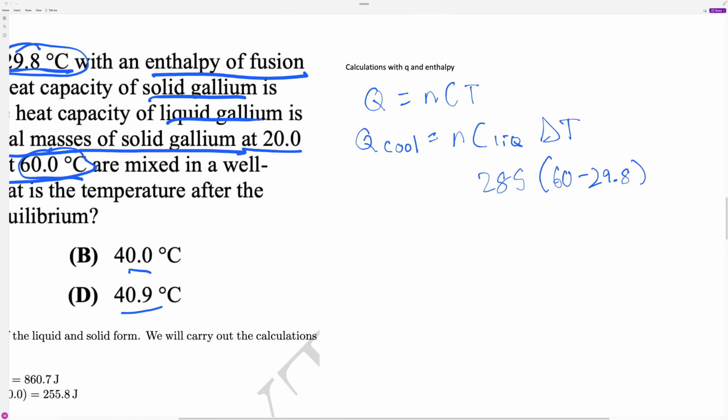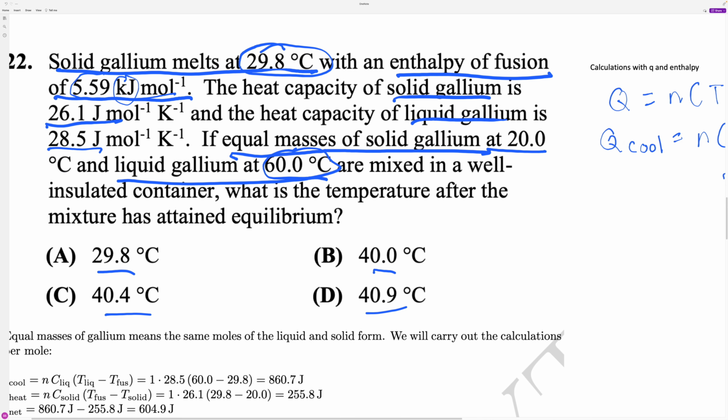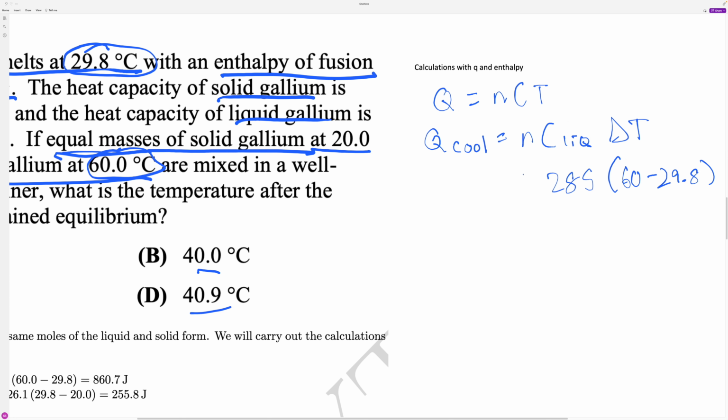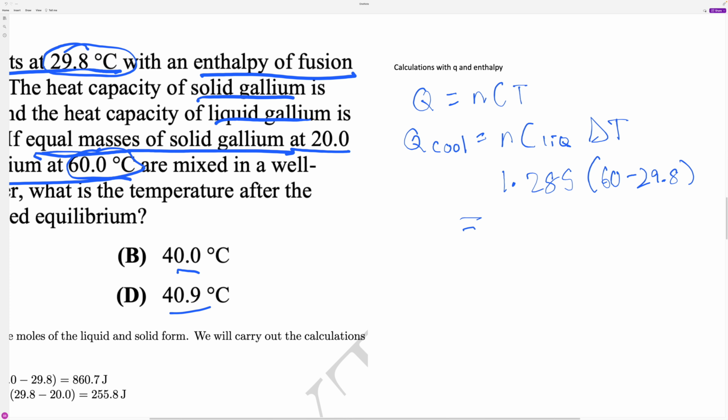So we're just going to write that. And we're not going to bother finding this number of moles, mainly because we can't, because it tells us equal masses, but it doesn't tell us what the mass actually is. So we're just going to do our calculations per mole. So we'll plug in 1 for n. And doing this computation, we get 860.7 joules. So essentially the cooling liquid is providing 860.7 joules of energy to the solution overall.